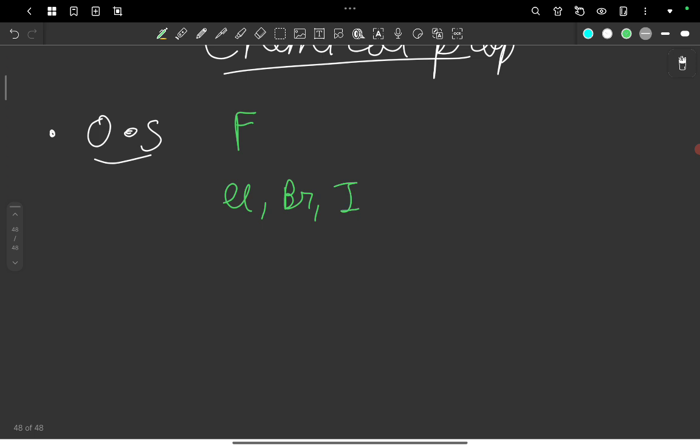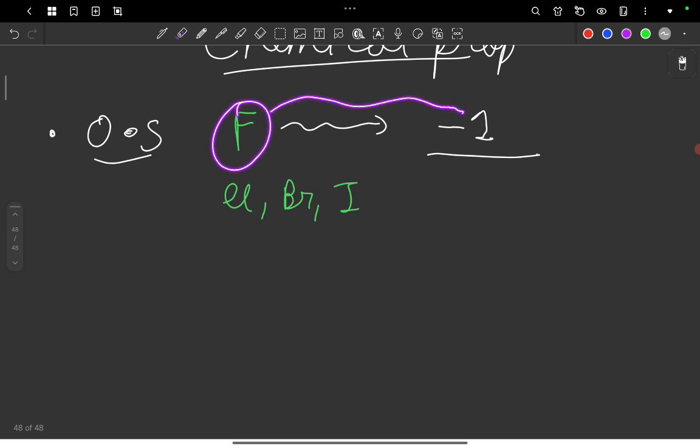Basically, fluorine always shows an oxidation state of -1. I don't think there's any exceptions to this. Fluorine is the most electronegative element, so the rest of the elements cannot displace fluorine's wish to be in the -1 oxidation state. But the rest of the halogens are easier to manipulate.